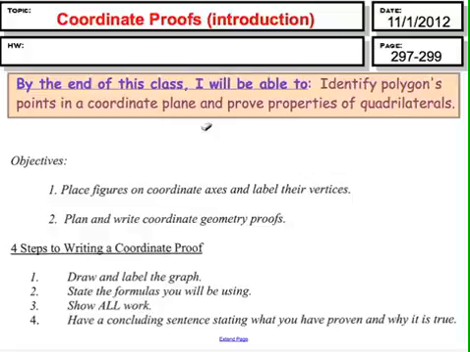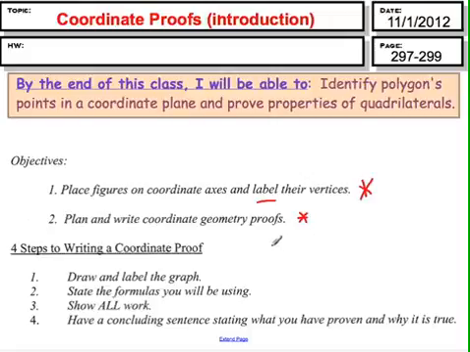Quickly today, we're going to take a look at a new section. We're going to look at working with coordinate proofs. Specifically, a few goals for us are to look at placing figures, specifically quadrilaterals, on the coordinate plane, and being able to label their vertices. That's going to be a complicated part. Then we're going to try to plan and write some geometric proofs, specifically using the coordinates.